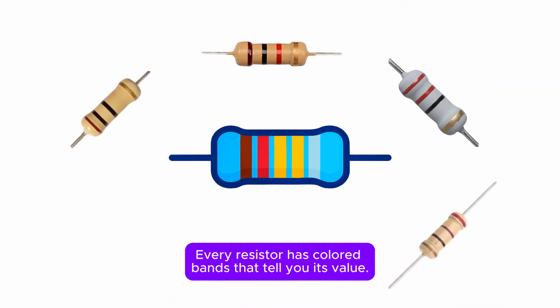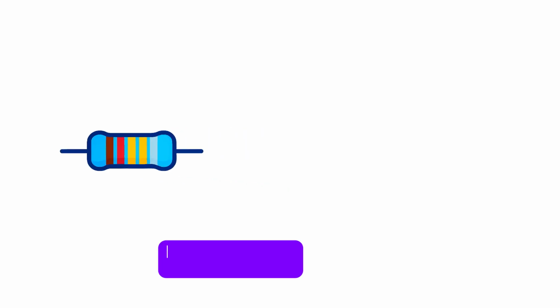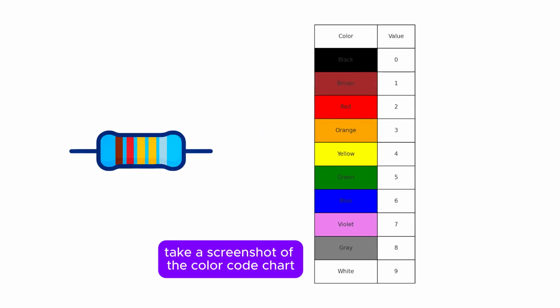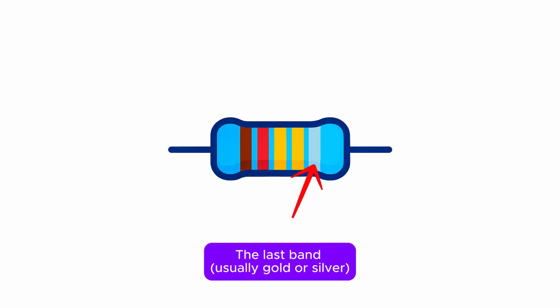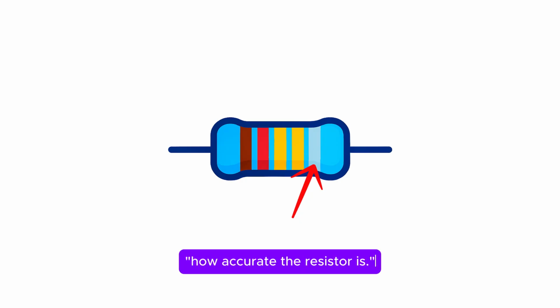resistor. Every resistor has colored bands that tell you its value. First, take a screenshot of the color code chart. The first two or three bands represent numbers. The next band is the multiplier, how many zeros to add. The last band, usually gold or silver, shows the tolerance, how accurate the resistor is.